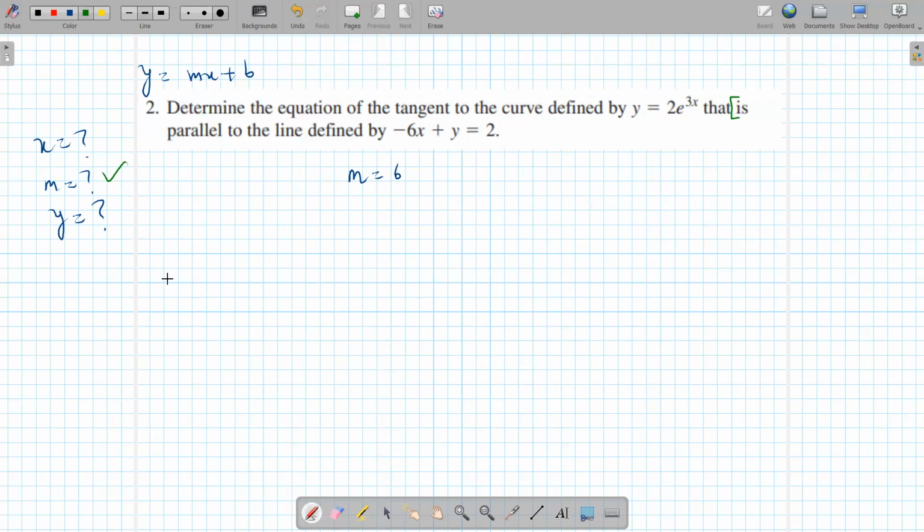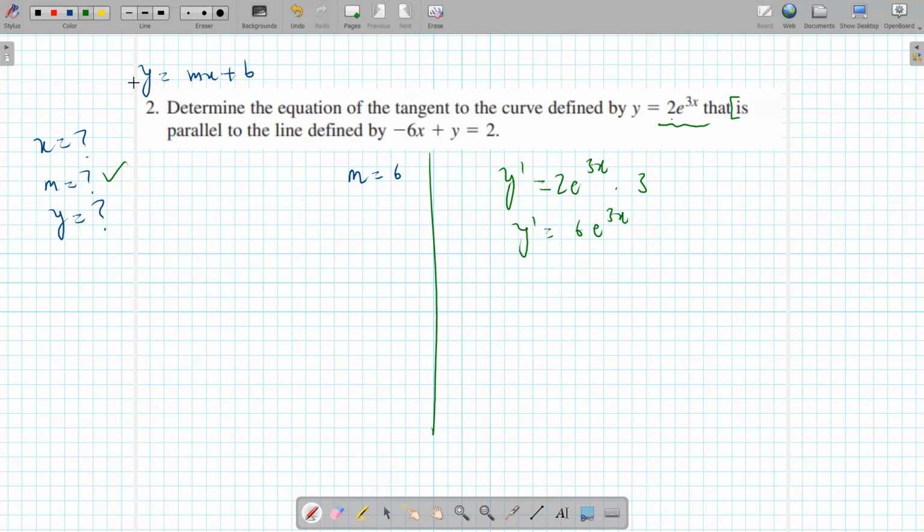But we don't have an x value, and we don't have a y value. Remember, the slope of the tangent line is simply the derivative of our main function. What's the derivative of y? What's y prime here? This is our y. So it's pretty simple. You write it itself. What do you multiply that by? 3. So your y prime is 6e to the 3x, okay?